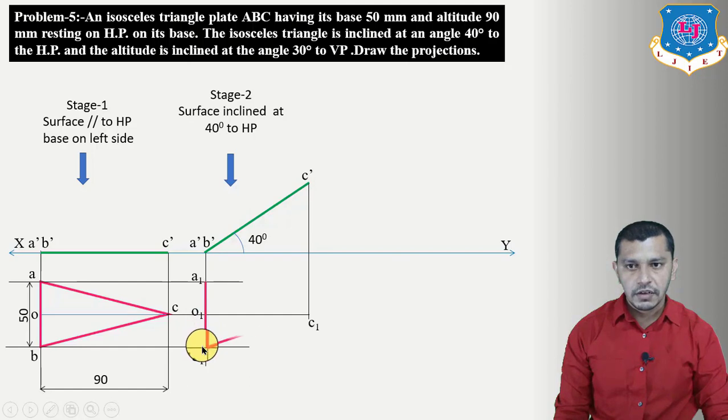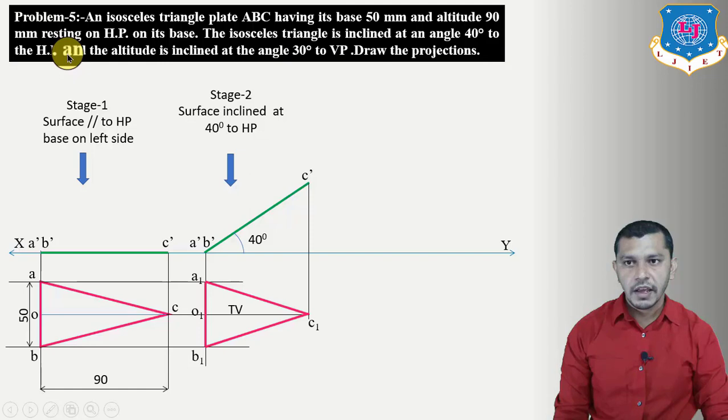We will get the plan in the second stage. This is our final top view. This will be our plan of the altitude, which is O1 C1. This is our altitude, so OC will be our altitude and O1 C1 will be the plan of the altitude. Now let's derive the last stage, in which we have to derive the condition with the vertical plane. So let's see what is given.